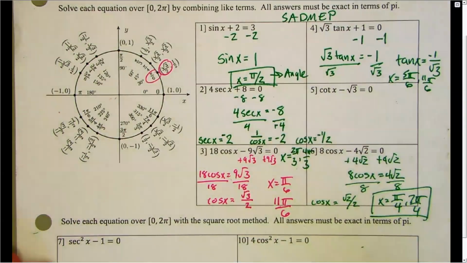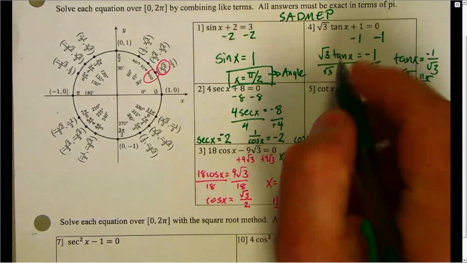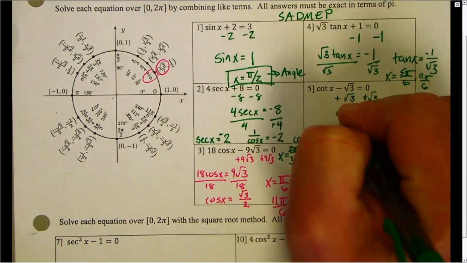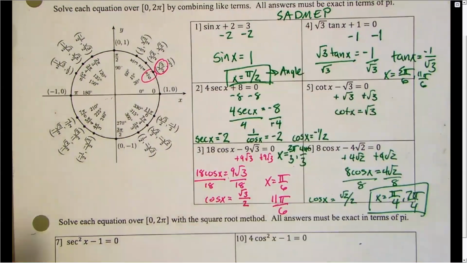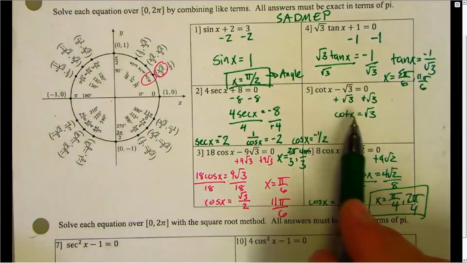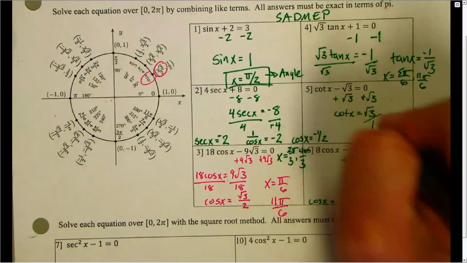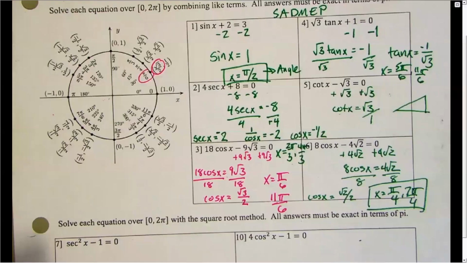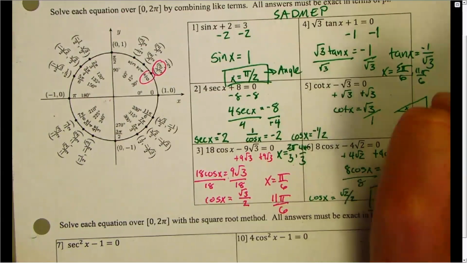Here are some answers to our worksheet on solving for angles in these trig functions. Question 5 here, I'm going to remove a subtracted √3 with addition. And I get the cotangent of x equals the square root of 3. So I'm thinking of an angle whose adjacent, because cotangent means adjacent over opposite, is √3 and whose opposite is 1. And if you're having a hard time thinking of that, go ahead and draw yourself a picture.